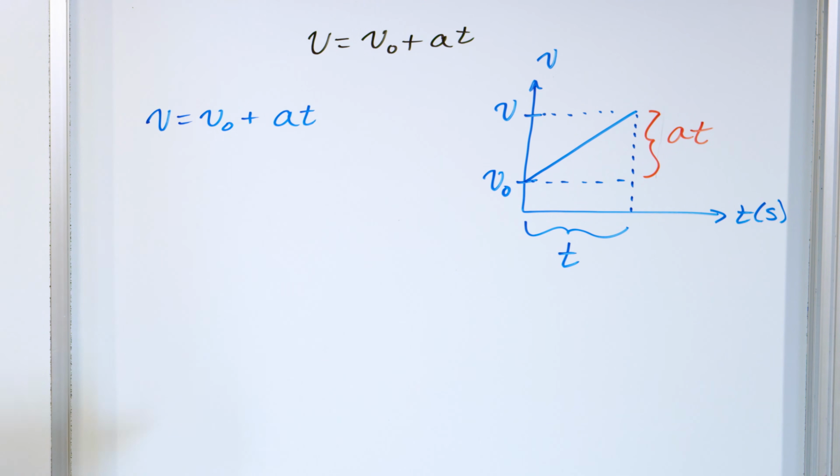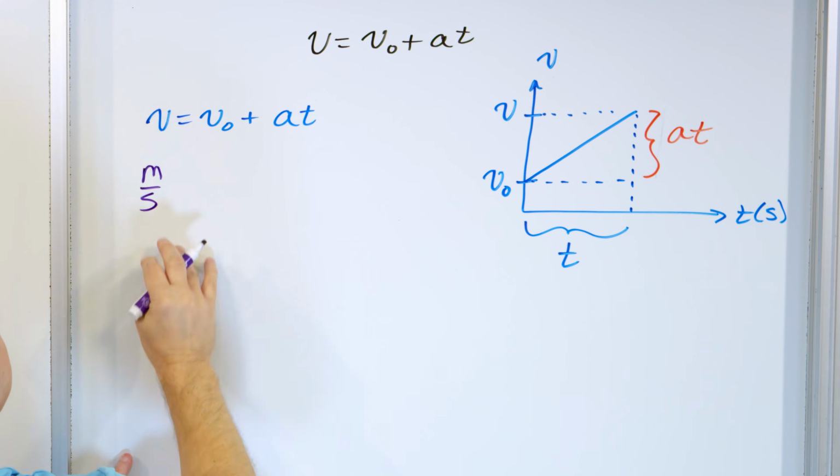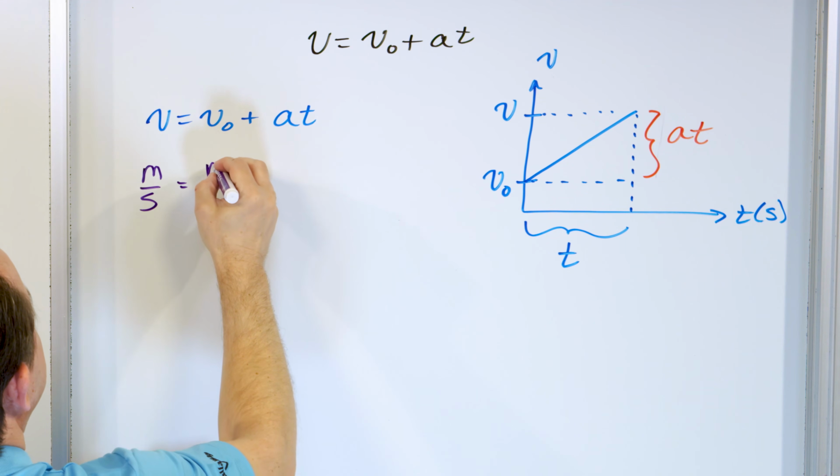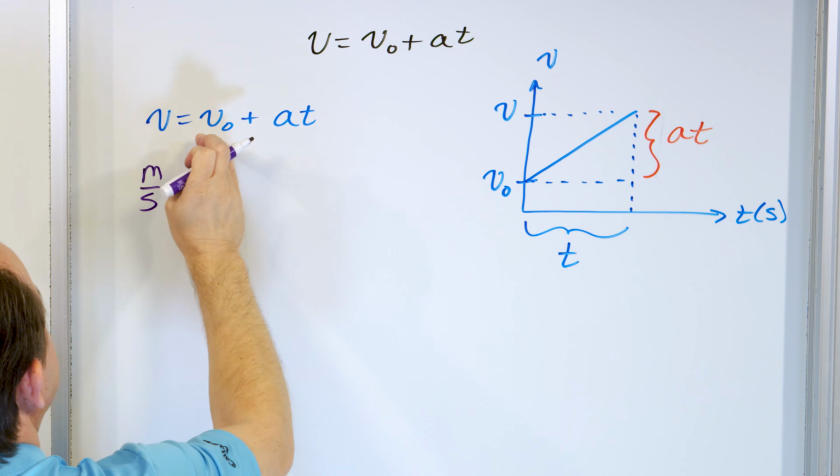and look at the units, it makes a lot more sense now that you know what the equation means, because this is the final velocity in meters per second. And this is the initial velocity in meters per second. These are just the same units, right? My final is going to be my initial.